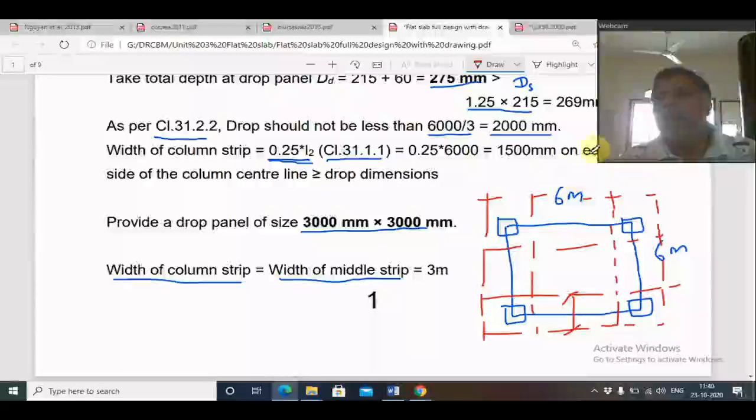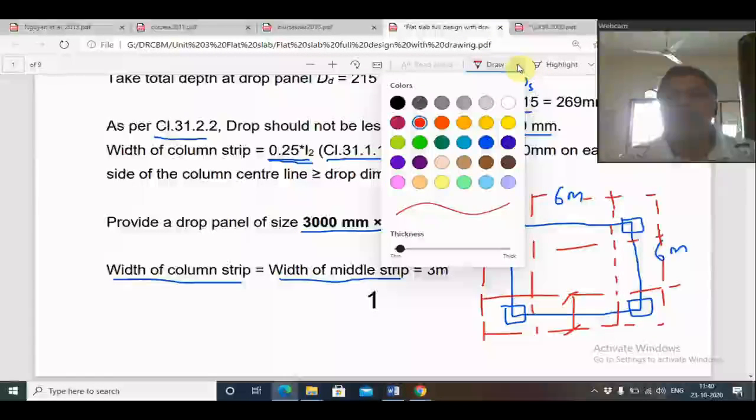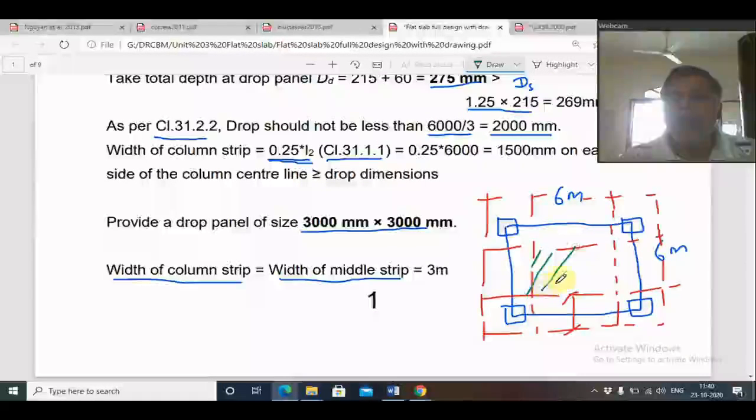Now if you consider the middle strip, which is bounded by the column strip on all the sides, at the middle, this dimension is again 3 meter by 3 meter, because the total width is 6 meter. You have to deduct 1.5 for the column strip on the top and 1.5 at the bottom, so the remaining will be 3 meter in this direction. Similarly in the other direction also 3 meter.